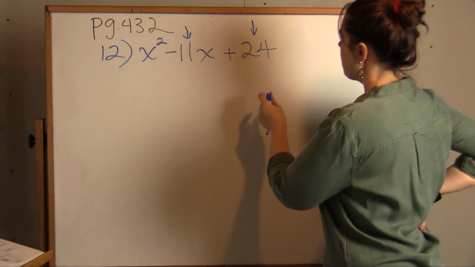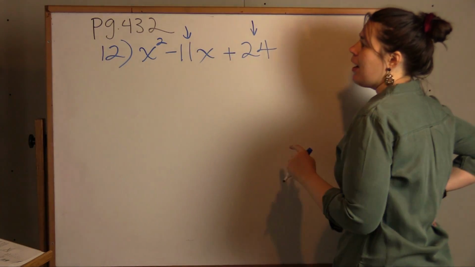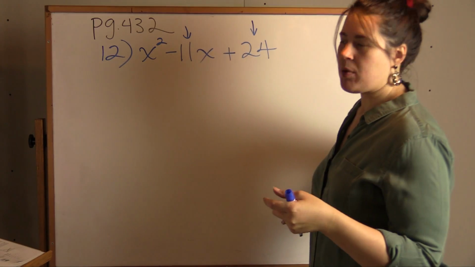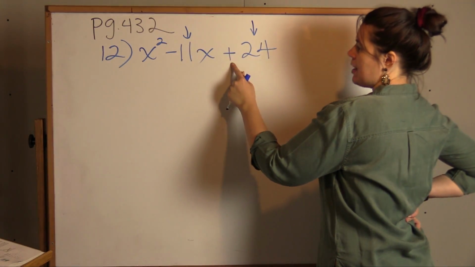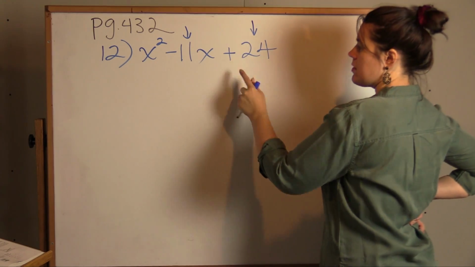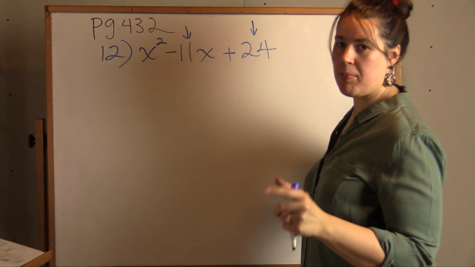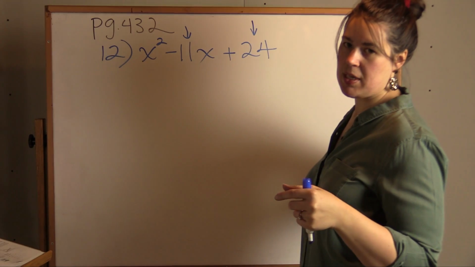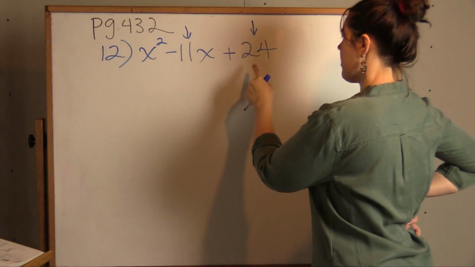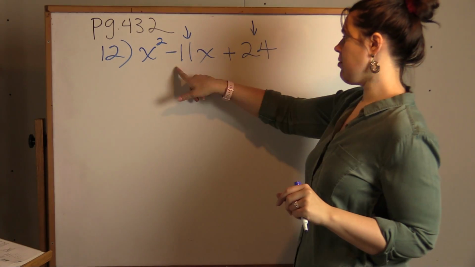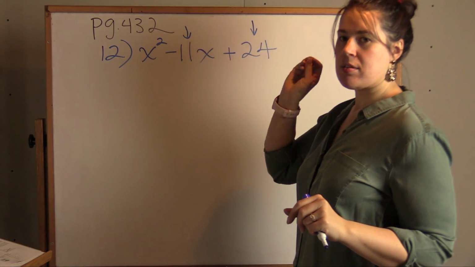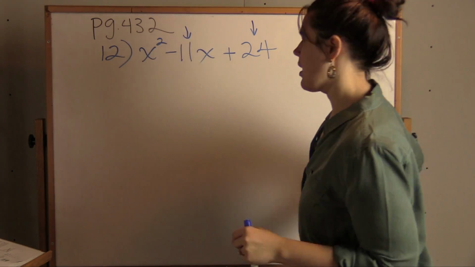So I know I'm working with factors of 24. Before I start drawing all the factors of 24 though, I need to look at my signs. This tells me same signs or different signs. If it's a plus, that means same. So they're both going to be positive or they're both going to be negative, which means I need my factors of 24 to add to negative 11. So I'm looking for same sign factors to add to negative 11.